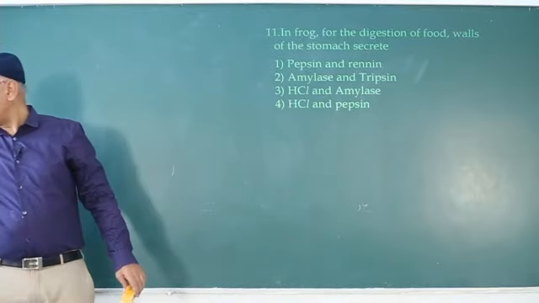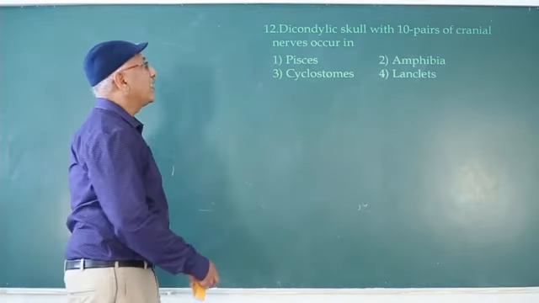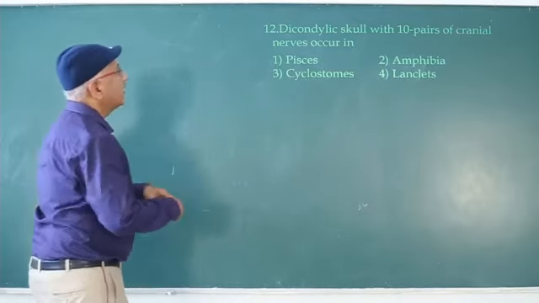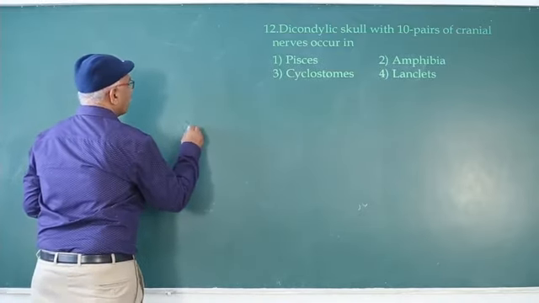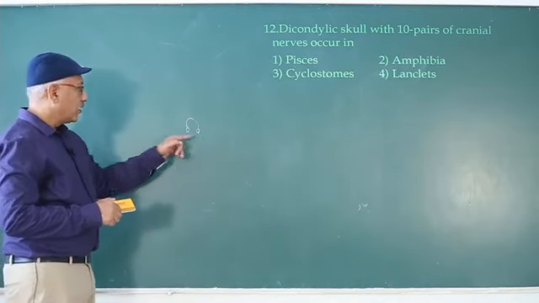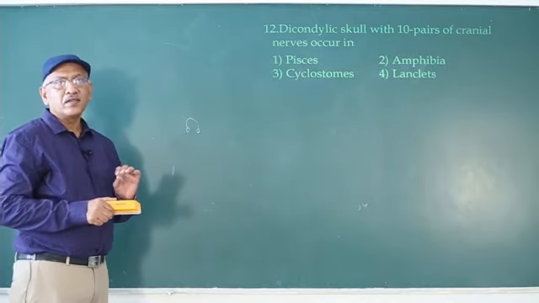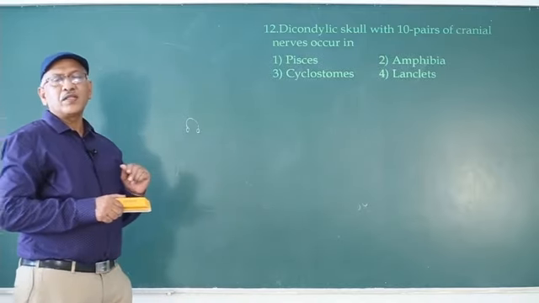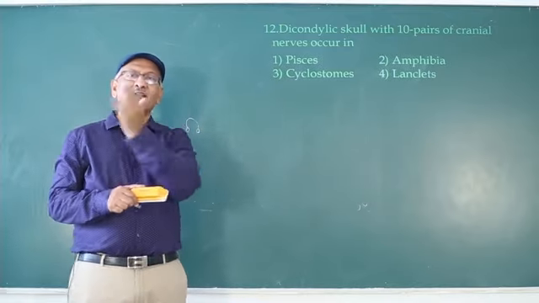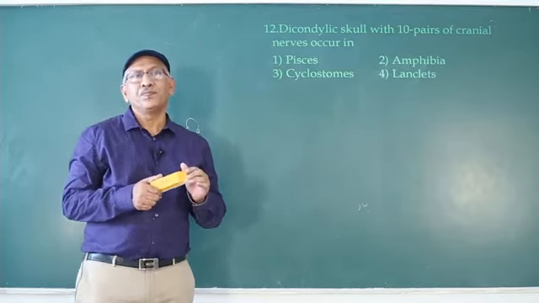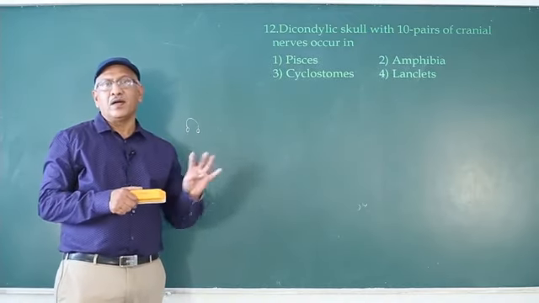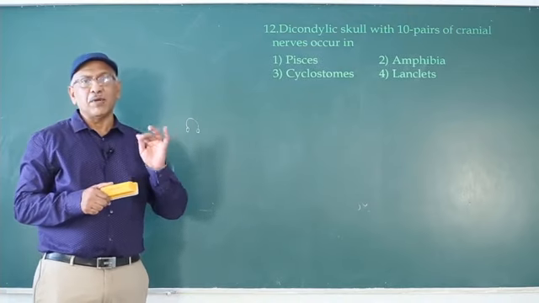Next question. Dicondyle skull with 10 pairs of cranial nerves occurs in. What is dicondyle? Di means 2. The posterior part of the skull contains 2 knob-like structures known as occipital condyles. If 2 occipital condyles are present, such animals can rotate the head 180 degrees. So a dicondyle skull is present in amphibia and mammals only.